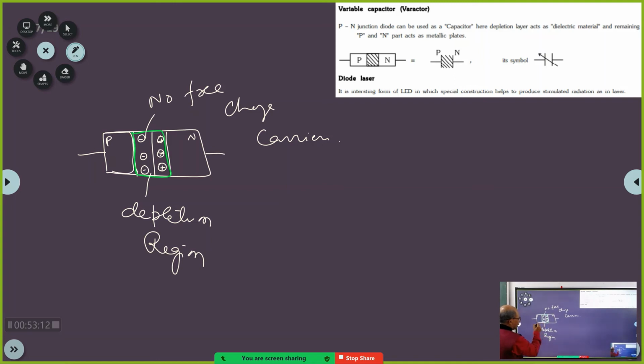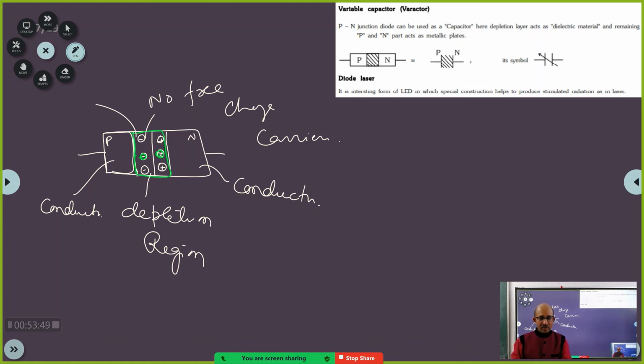But this P region contains mobile charge carriers, so you can consider it as a conductor. And here also there are charge carriers, so this also you can consider as a conductor. And in this one, you see here very carefully. For an ion here, there is a positive ion and there is a negative ion, right? And they are separated by a small distance. So there are two charges of equal magnitude separated by a finite distance. Correct?